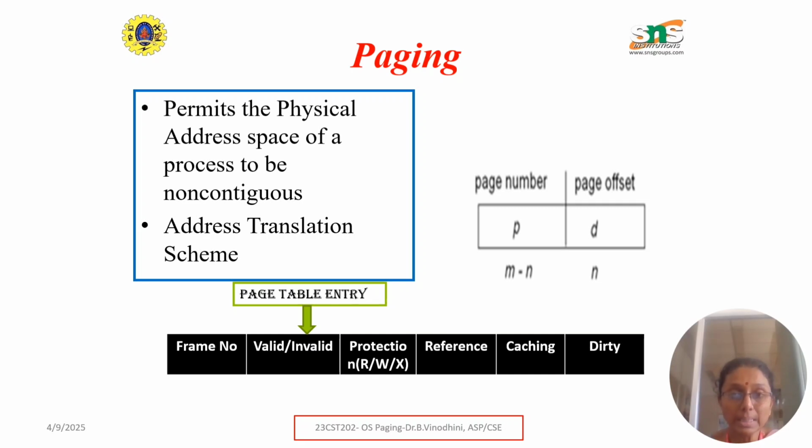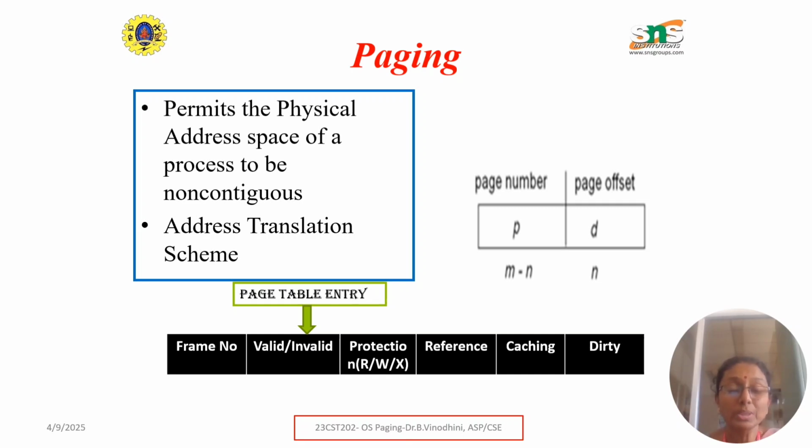Here we are translating our logical address into the physical address. The logical address contains the page number and offset. The physical address contains the frame number and offset. We also use one more important data structure, the page table. In the page table, the page number and the frame number are compulsory fields. We have an optional field like valid or invalid, which means whether that page is in memory or not.